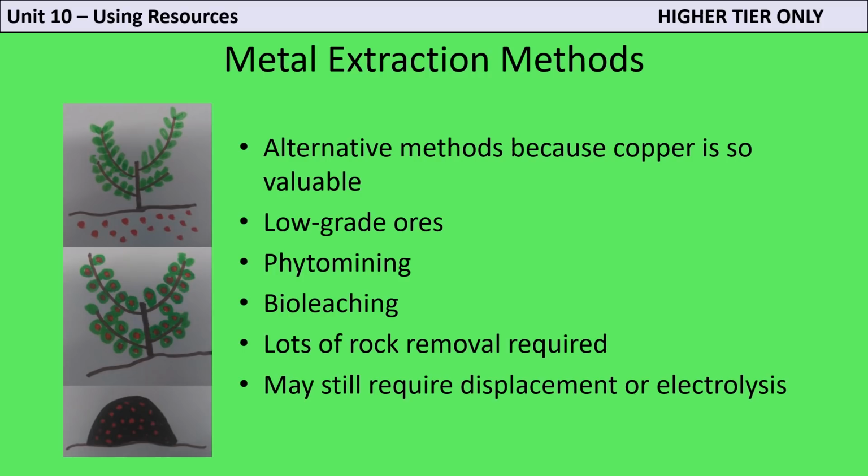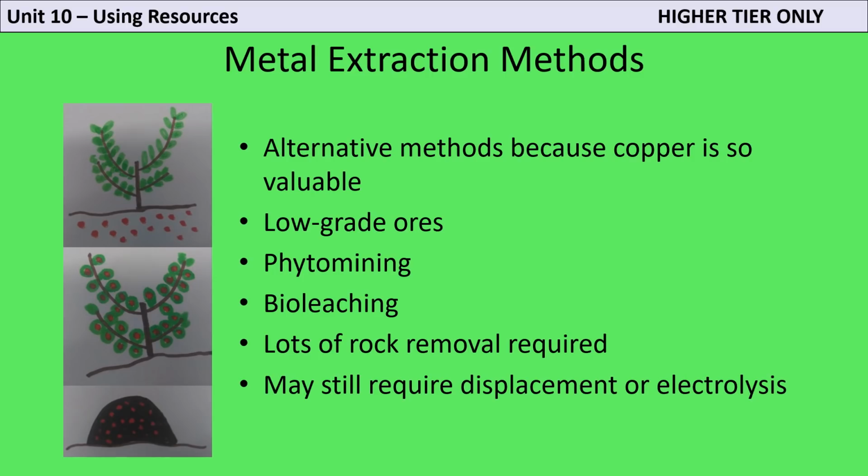plants, called hyperaccumulators, are grown on the low-grade ore, and they absorb the copper into their leaves and stems, and then the plants are burned, leaving ash. The copper can then be extracted from the copper compounds in the ash by using displacement or electrolysis. In bioleaching, rather than using plants, we're using bacteria. Both of these methods have the advantage that they involve very low energy.